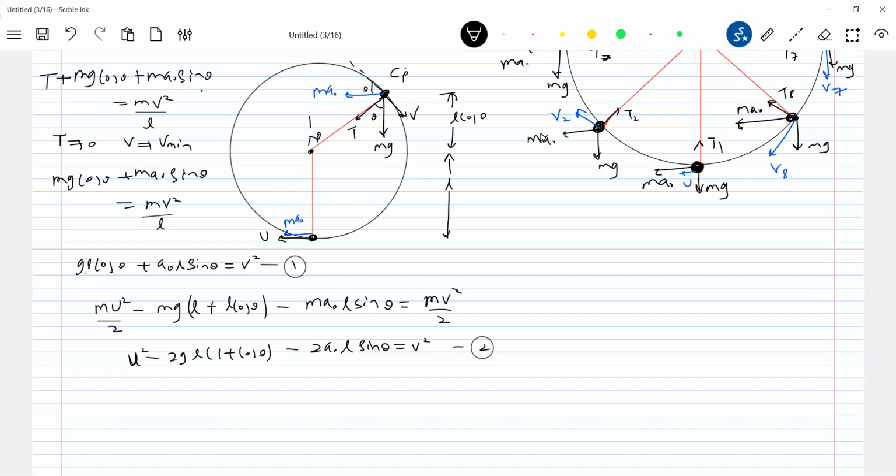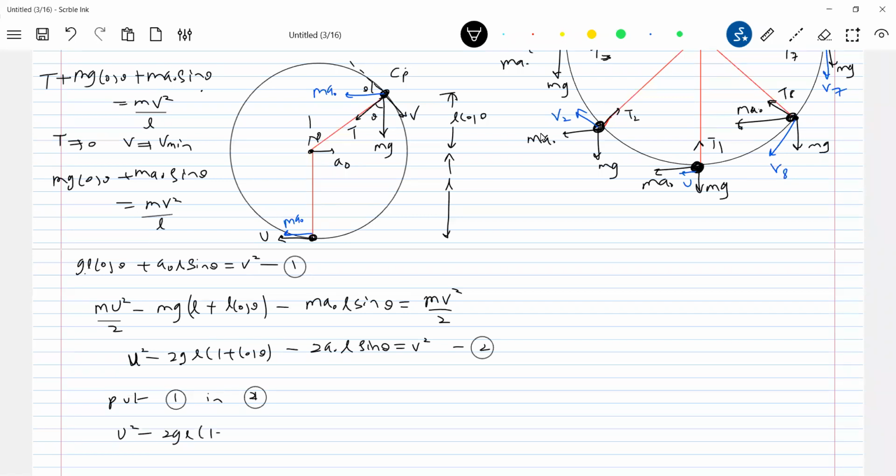Now substitute the value of 1 in 2 and you'll get u as a function of theta. Then we'll differentiate, because for minimum velocity, that is what I should project here. Then I'll get a specific relation between a naught and g. This is the acceleration, a naught is there. So substituting, put 2 in 1 or put 1 in 2.